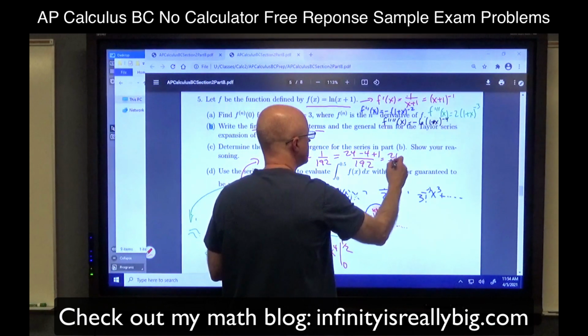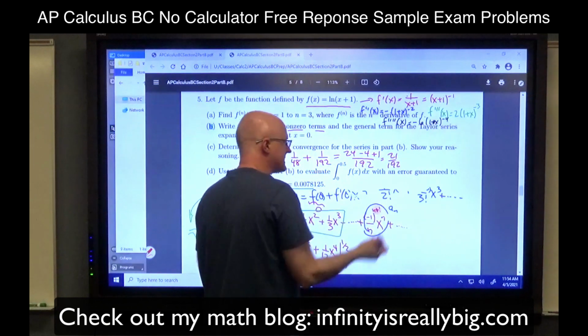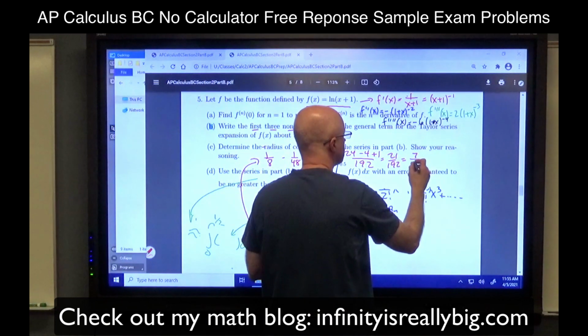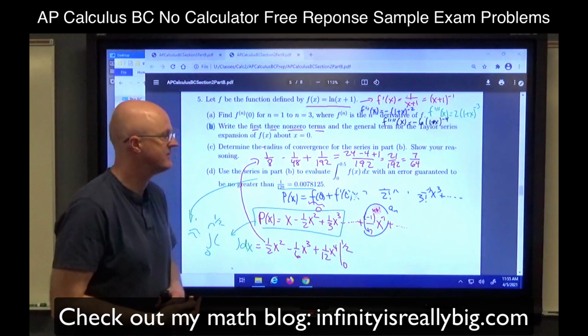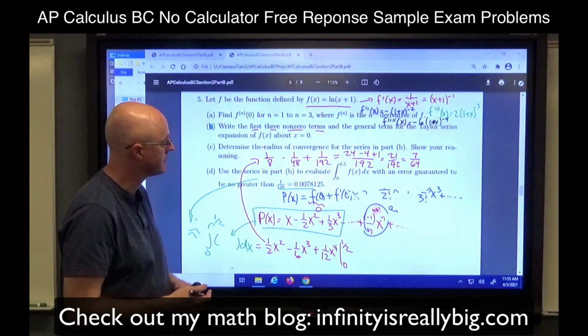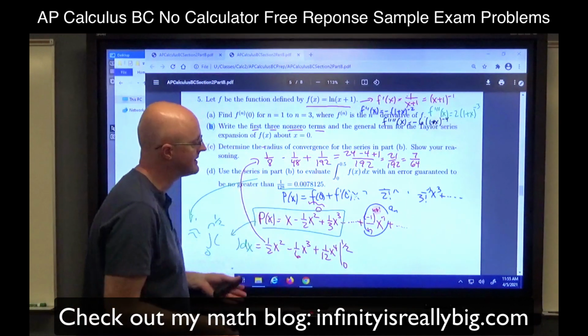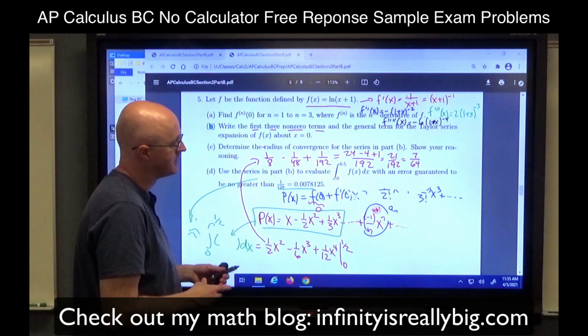21 over 192 is your approximation. That can be reduced to 7 over, what would be, 64? 7/64 is your fractional approximation to this integral. As a decimal, we won't bother doing it. It would be a little bit bigger than 0.1.